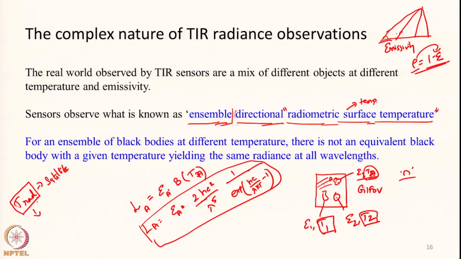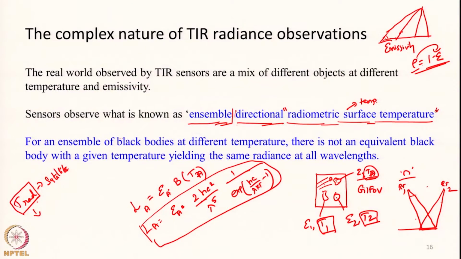So, say a sensor sees a land patch from this particular direction and another sensor sees the same land patch but from this particular direction. The land patch essentially is one and the same, but the radiometric temperature recorded by these two sensors is going to be different because of the variation in look angle, variation in emissivity effect and so on. That is why, strictly speaking, the surface temperature that we calculate from satellites should be known as an ensemble, directional, radiometric surface temperature. This is one thing.